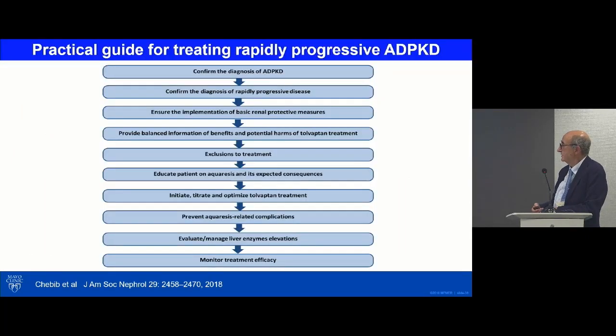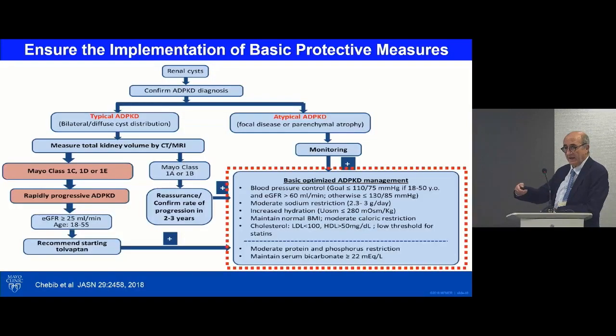And this involves a number of steps that are listed here, starting with confirming the diagnosis of ADPKD, which most of the times is straightforward, but not always, and also confirming the diagnosis of rapidly progressive disease. And beyond that, once you confirm the diagnosis of ADPKD, rapidly progressive disease, and you have seen that before, then if the patients are Mayo image class 1C, D, or E, one can consider starting treatment. But in all cases, whether they meet the criteria or not, is very important, as you already heard from Dr. Perron, to optimize the ADPKD management.